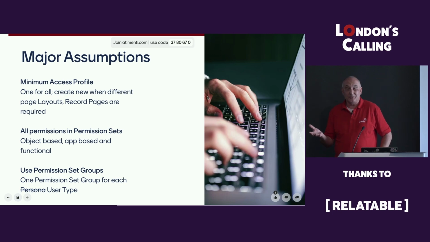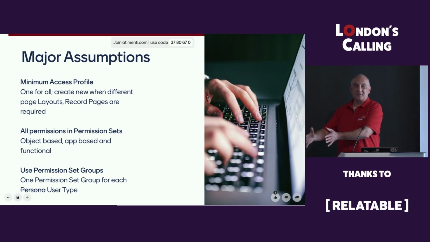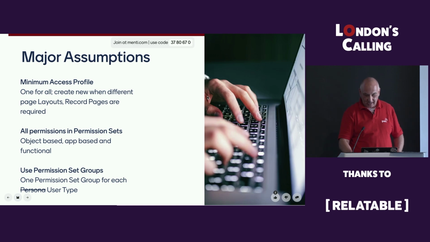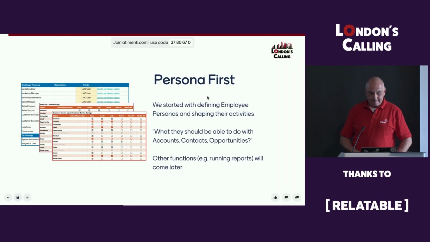And then we came to the question of how we want to organize. The first response would be, okay, for each persona we create a permission set group, which we fill with permission sets. And when there is a user, we know what persona this is, and we assign them the right permission set group. But we quickly came to the conclusion that it will not be persona, it will be user type.